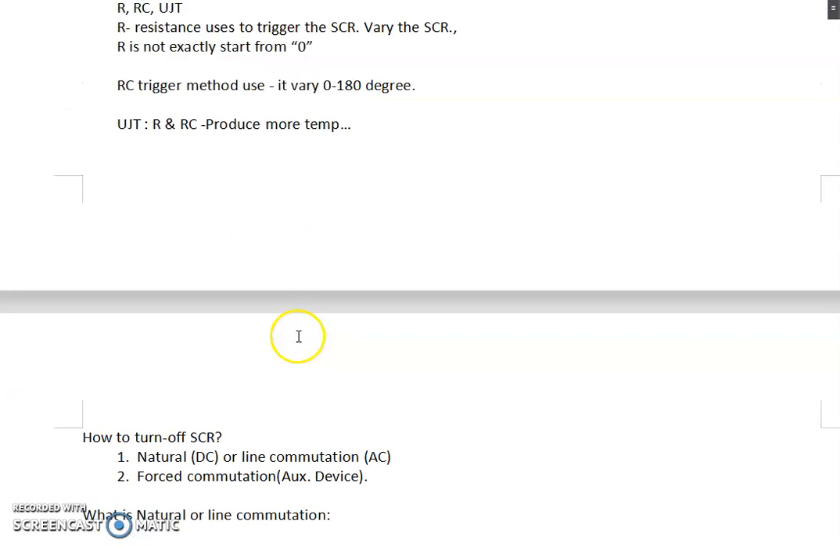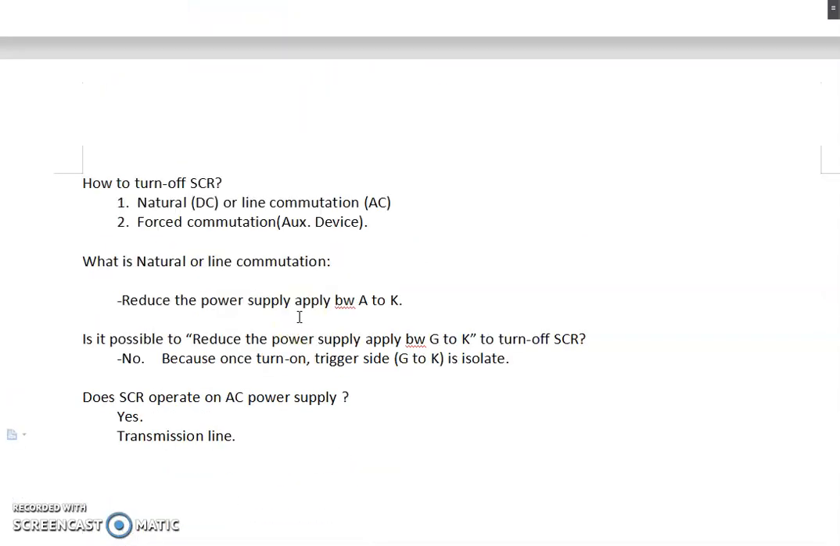So that was a short introduction about the SCR. We'll go ahead with the question and answer sessions.